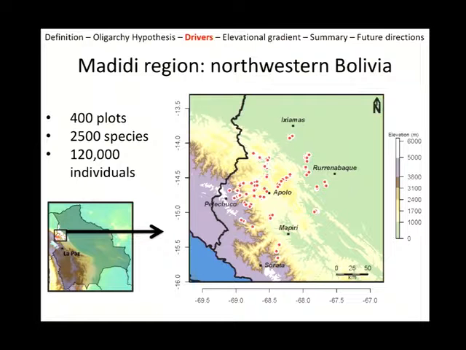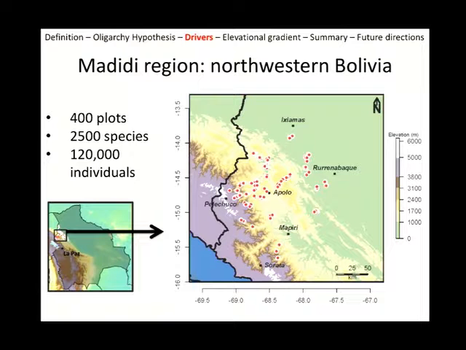These plots are distributed from the Amazonian forest, around 300 meters in elevation, this green area, to close to the tree line, around 4,000 meters in elevation. And with these 400 plots, we have estimated the abundance and the distribution of 2,500 woody plant species.